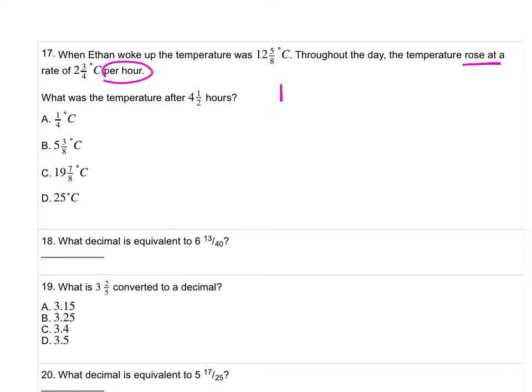So it started at 12 and 5/8, and then it rose for 4.5 hours at 2 and 3/4 degrees Celsius. So 4.5 times 2 and 3/4 would be the rise, and 12 and 5/8 would be where it started, so we add those together to get the final temperature.